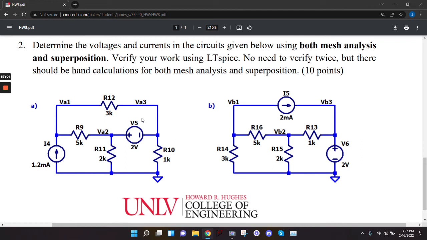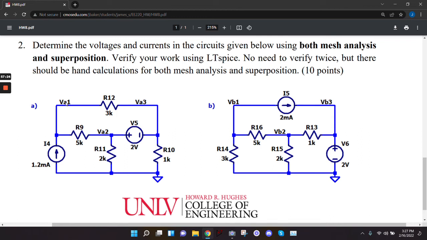So if I get VA1 with the current source removed, and then I get VA1 with the voltage source removed, and I add those, that gives me VA1. Same thing for VA2, same thing for VA3. Same thing for any voltage you want. What's up? And just making sure you short the battery and open up the current source?